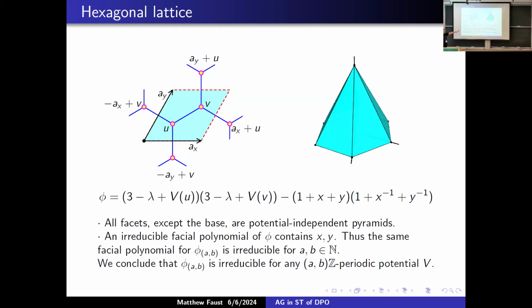And since these are potential independent, no matter what I choose as my potential, it doesn't actually affect anything. So we're able to conclude that no matter our choice of a and b, phi sub ab is irreducible for any a-by-b Z2 periodic potential. So we get something better than just generic potentials. We actually show it holds always, no matter your choice of potential.